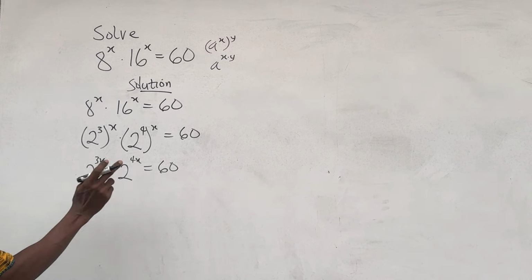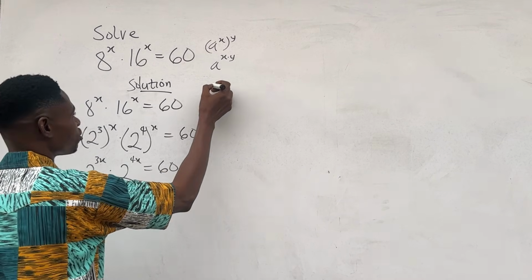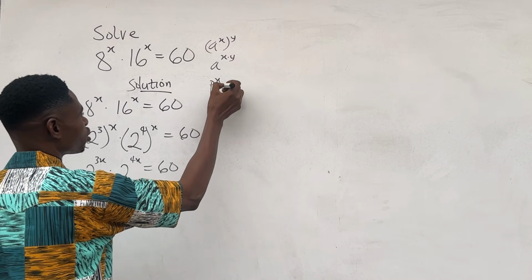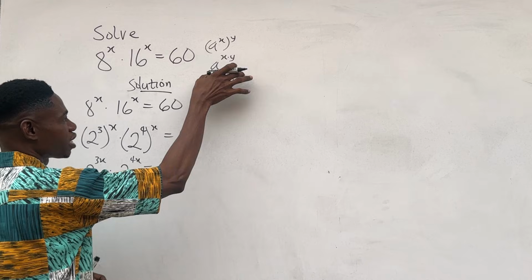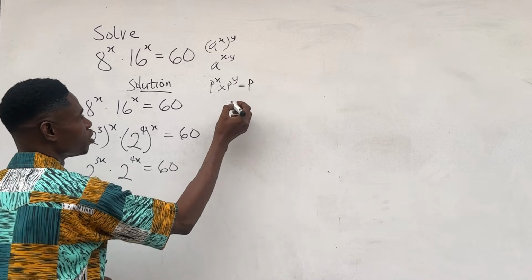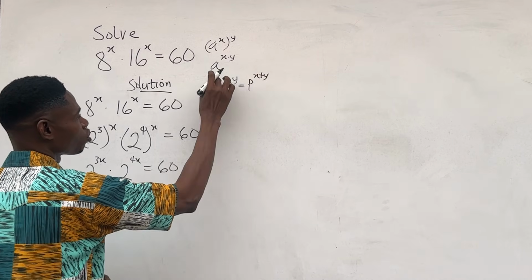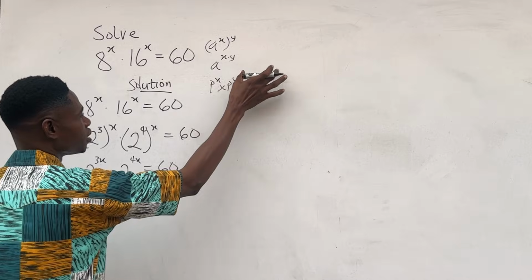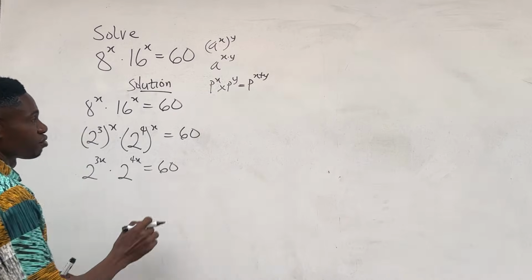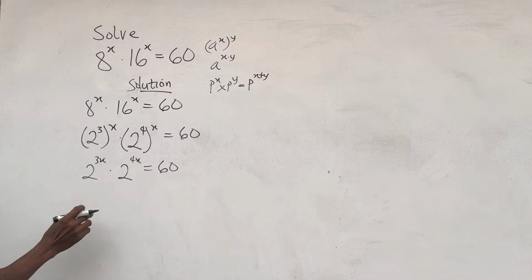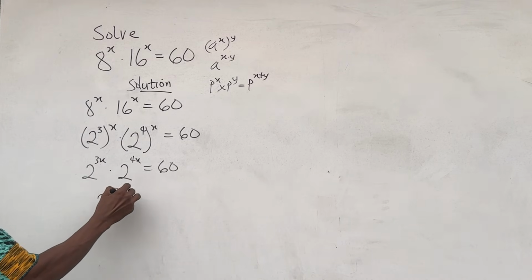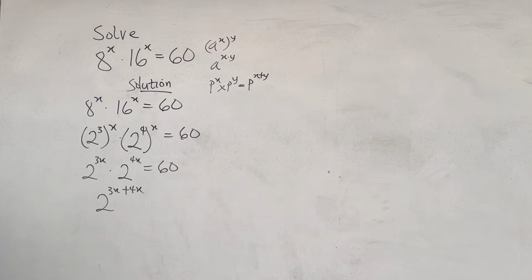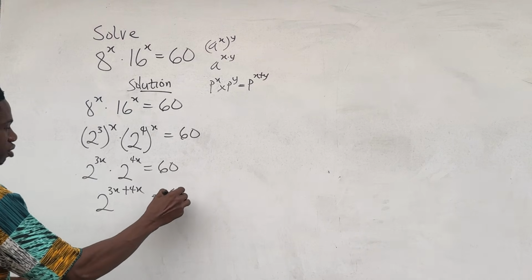Now another law of indices says if you have p raised to the power x multiplied by p raised to the power y, they're multiplying the same number, so you just add the powers when you pick one. So p raised to the power x plus y. You pick one p and add the powers. This is another law of indices. So let's apply it here. Since we have 2 and 2, we can pick one 2 and add the powers. So we'll have 3x plus 4x, and that is equal to 60.